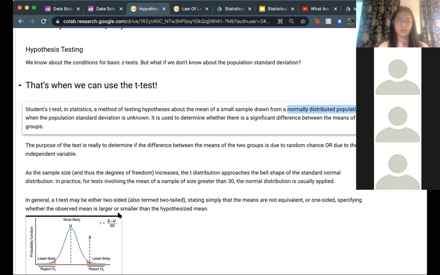But really what the t-test is about, when you can use it, is to determine whether there is a difference between the means of two groups. So, hey, if you have group A, it's like, let's say 20.